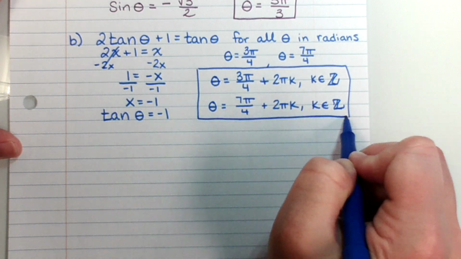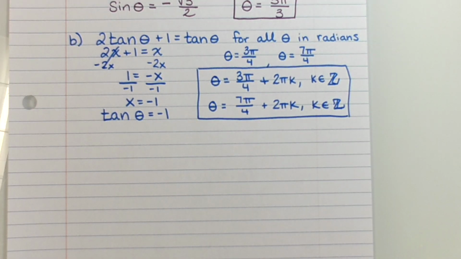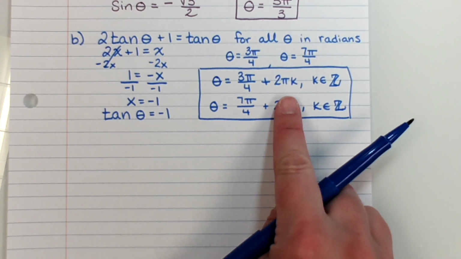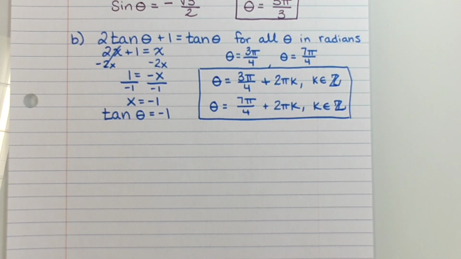Now, in all actuality, some of these can be simplified down. You don't necessarily need this many answers. This is a beautiful example of one, because 3 pi over 4 and 7 pi over 4 have this feature of being a half circle apart. And if they are a half circle apart and then I keep adding whole circles, would you agree with me that whole circles are multiples of half circles? So sometimes this can be simplified down.